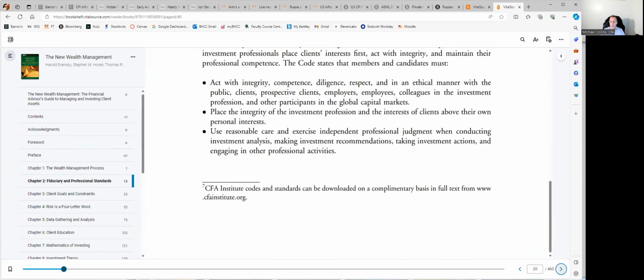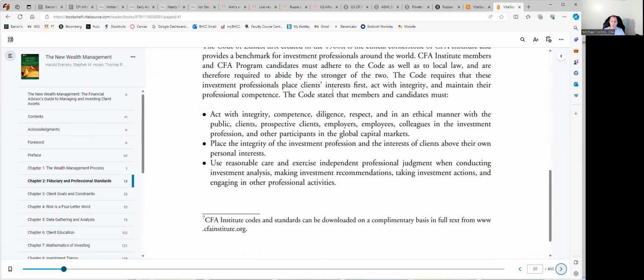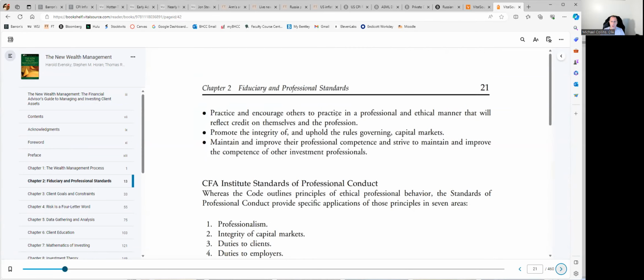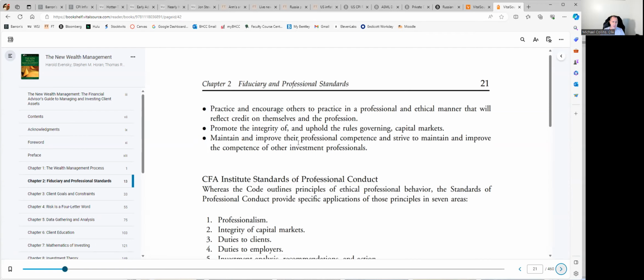In regards to professional standards, be familiar with the code of ethics: act with integrity, placing the integrity of the investment profession and the interest of clients above your own. Use reasonable care and judgment. Practice and encourage others to practice in a professional and ethical manner. Promote the integrity of capital markets, and maintain and improve professional competence.